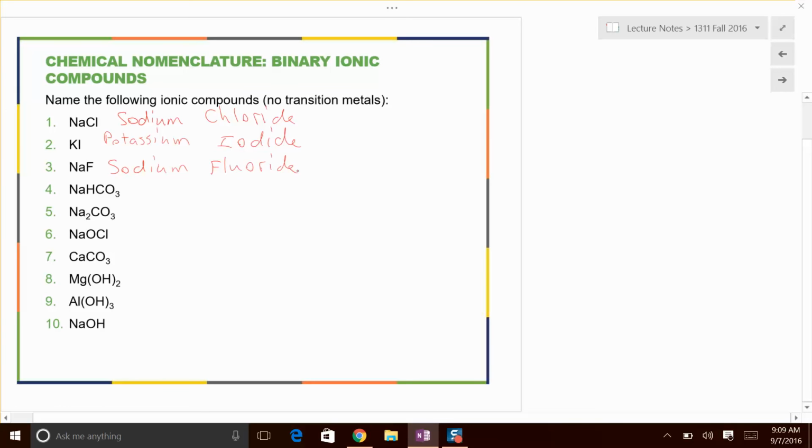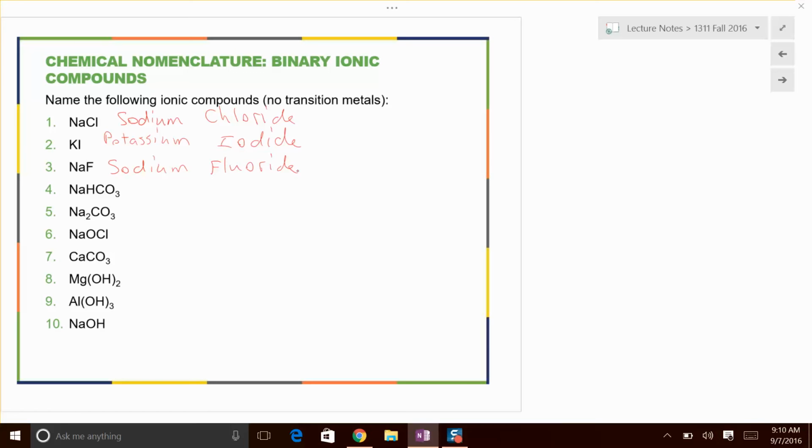Sodium fluoride. So if it's just the element, then you throw "-ide" in there? Yeah. If it's the non-metal, the anion, so these are all cations, positively charged things are cations. The anion, negatively charged thing, always has the "-ide" ending if it's an element. Okay? How about the next one?